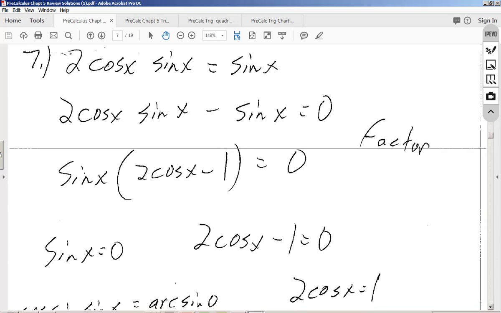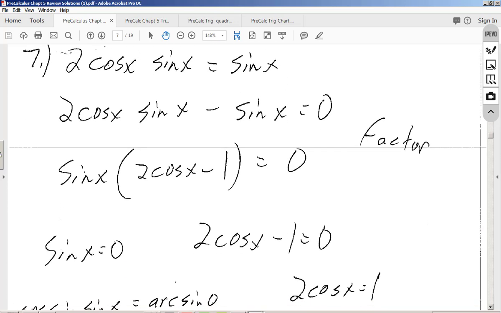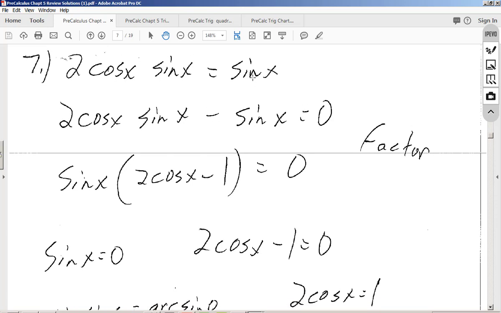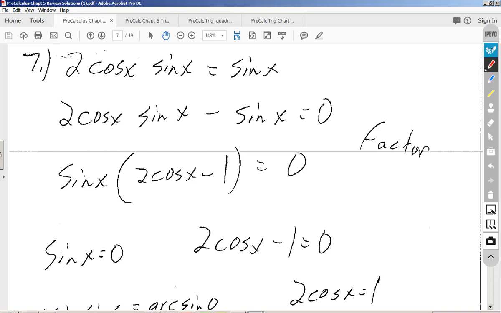On number 7, it says we have 2 cosine of x sine of x equals the sine of x. So first step, you're going to notice on number 7 it wants to find all the solutions of the equation in the interval from 0 to 2 pi. So first thing I want to do is move the sine of x over to the other side so I can go ahead and factor it. So I'm going to move it over here.